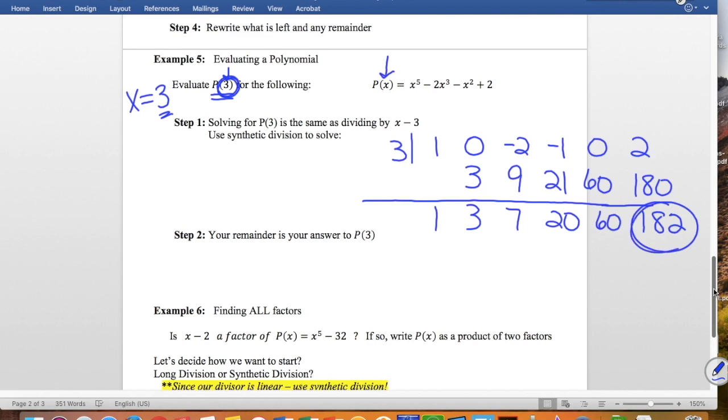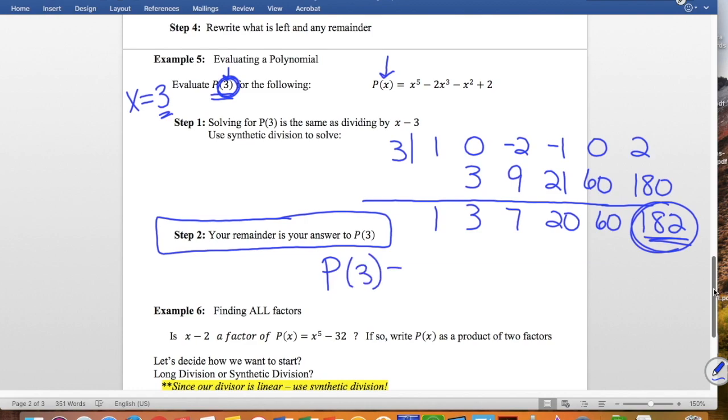Okay, your very last thing, your remainder, which is your very last answer right here, 182, that is your answer. So P of 3 equals 182. If I were to take 3 and put it into this equation right here and solve, it would come out to be 182. Pretty cool, because I think the synthetic division is much easier than doing 3 to the 5th minus 2 times 3 to the 3rd, minus 3 squared plus 2.